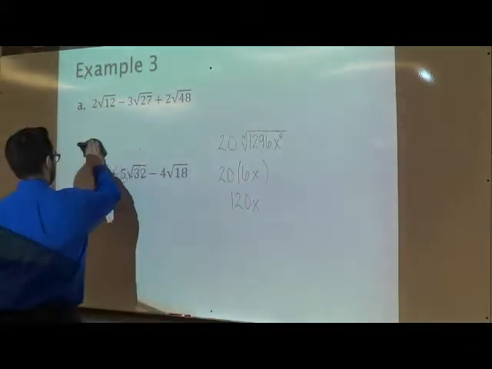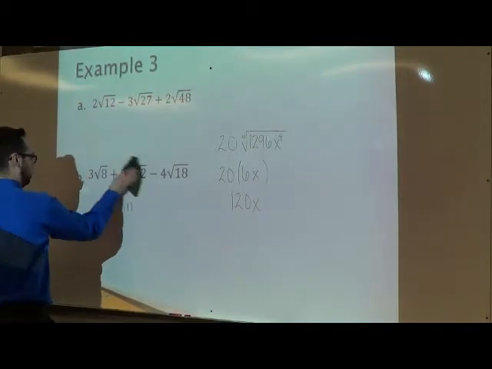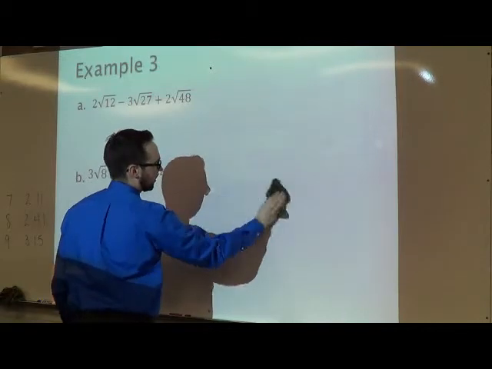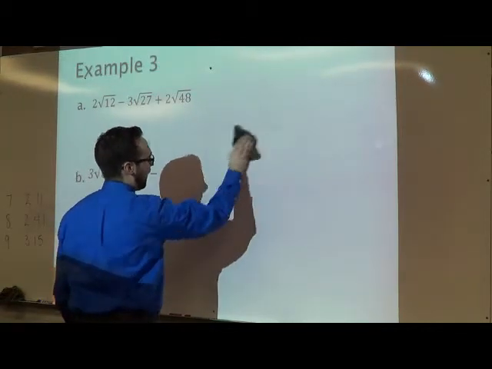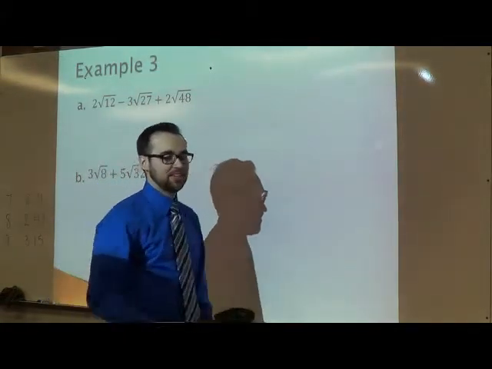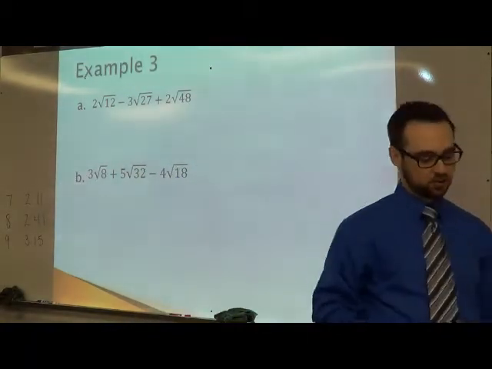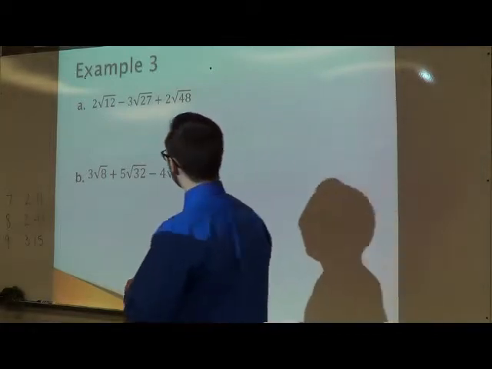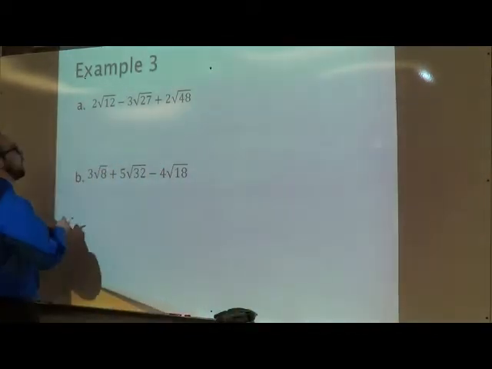Then looking at adding and subtracting. Just like with variables, in order for us to add and subtract, we have to have the exact same radical to the same root and everything. So these are all square roots, so we're okay there. But we can't add 12, 27, and 48 because they're different. So we need to be able to get those all into the same number. So what I do is I factor this down.